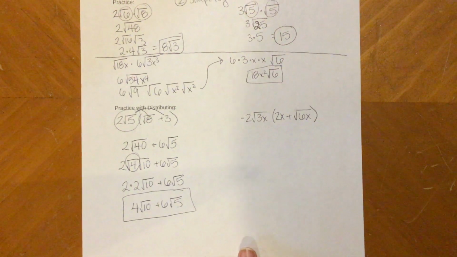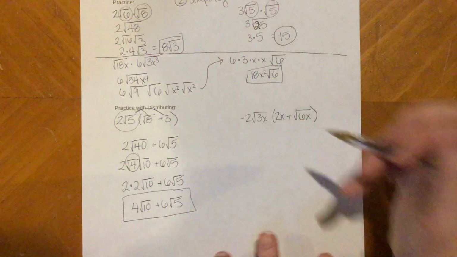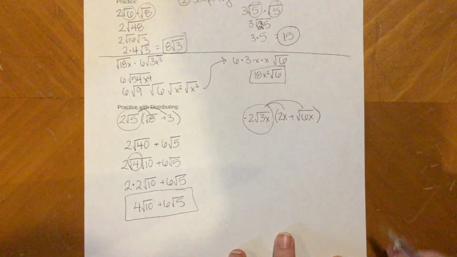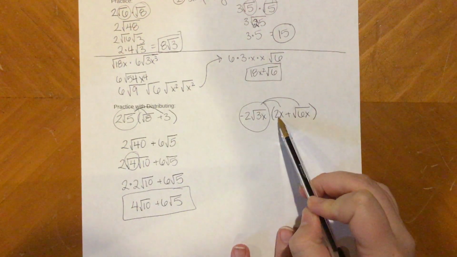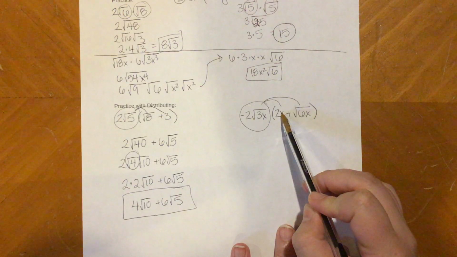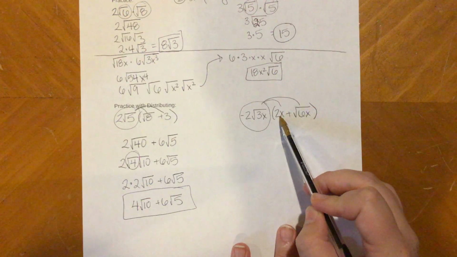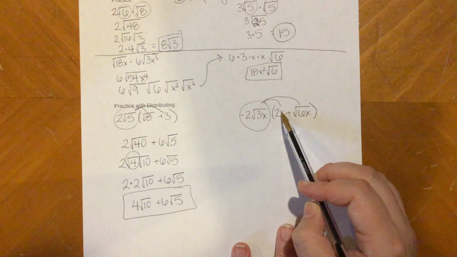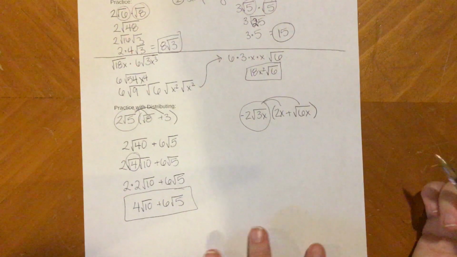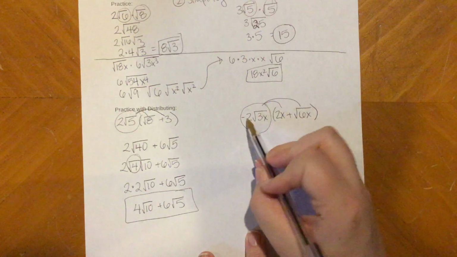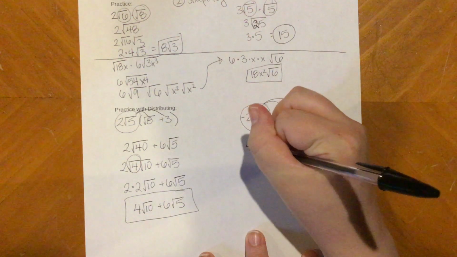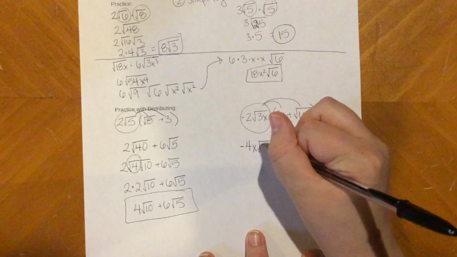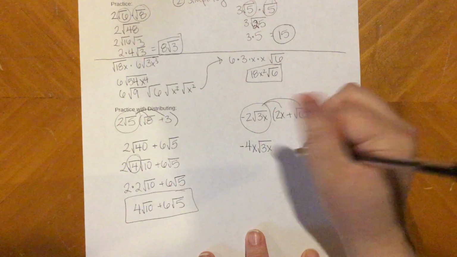And my last one, throwing some variables in there as well. Alright, so everything on the outside is going to get distributed to the inside. My first term in the parentheses does not have any radicals. So when I multiply, I'm just multiplying this negative 2 by 2x, but I do need to attach that radical on the end as if it were a variable. So negative 2 times 2 makes negative 4. And then I need that x, and then in my radical I'll have 3x.